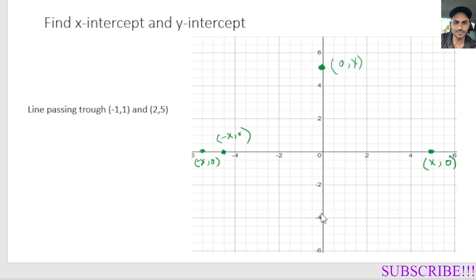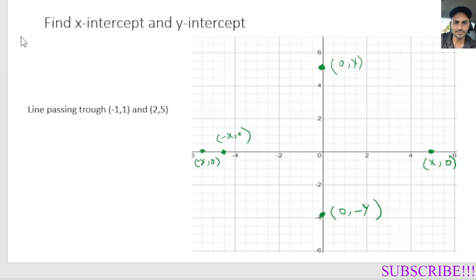And same way, if we are here in the negative region of the y value, let's say the graph is crossing here, we have 0 comma negative y, okay? So we have both a positive y-intercept and a negative one. Similarly, we have a positive x-intercept and a negative x-intercept, depending on where the graph is crossing the axis.